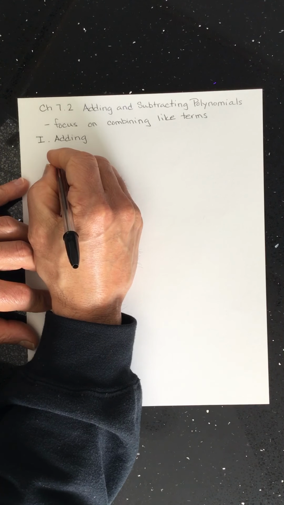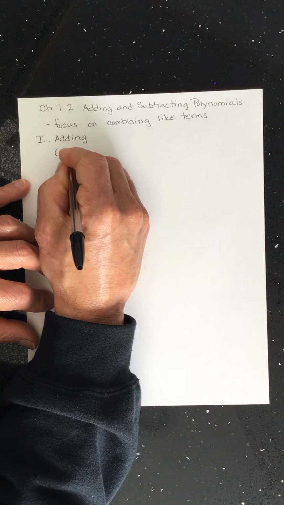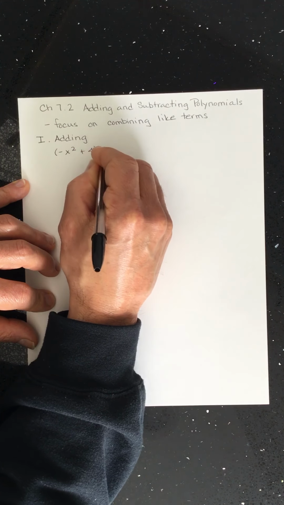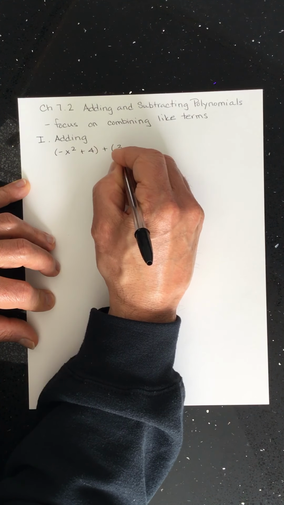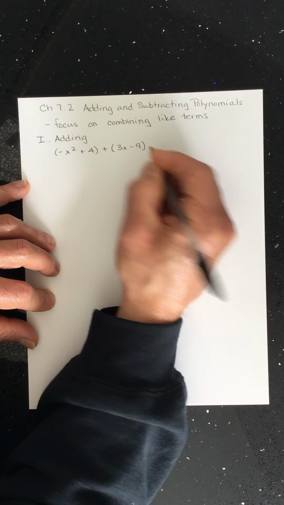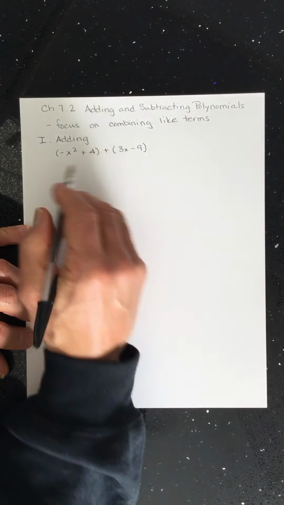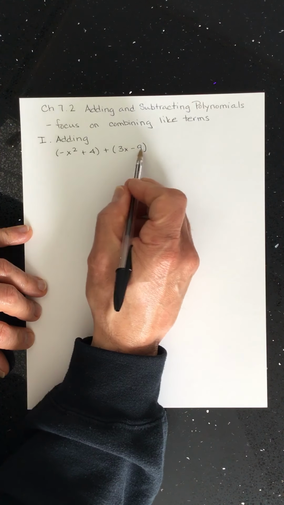In our book, they tend to show them to you horizontally like this. The quantity of negative x squared plus 4 plus the quantity of 3x minus 9. Now I'm a fan of the vertical method. This is where we're going to stack them, but before I do that I want to point out that this is a binomial and this is a binomial.